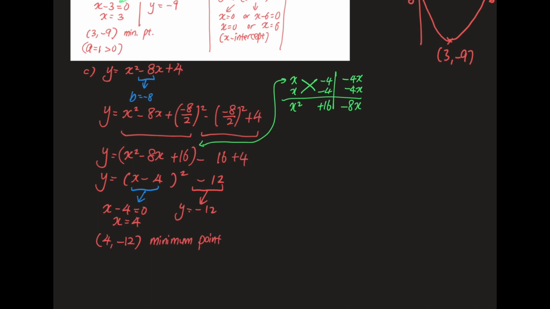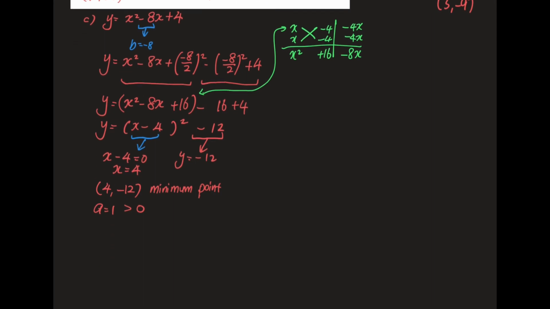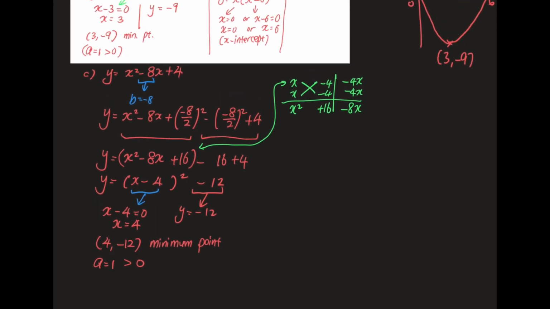Okay, so why is this minimum? Because the a is 1. So as you can see here, no number, that means 1 is there. a is 1, which is greater than 0. So a is greater than 0, and hence that is a minimum point. So now we look for the x-intercept. We let y equal to 0.